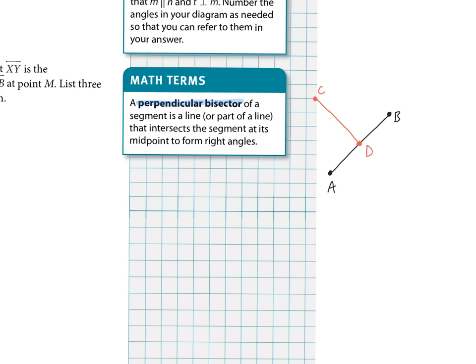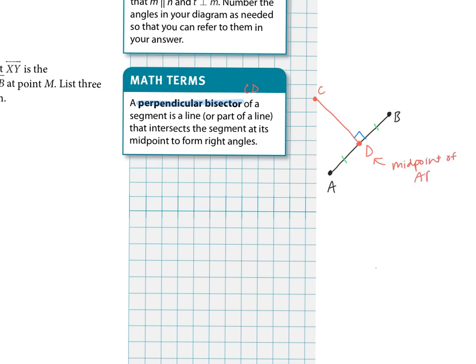So I know that CD is going to be our perpendicular bisector because it creates a 90-degree angle with segment AB, but it also divides segment AB at its midpoint. So point D is going to be the midpoint. So segment AD and DB will be congruent to each other. So again, in this case, the perpendicular bisector is going to be CD. So something we can kind of keep in mind.